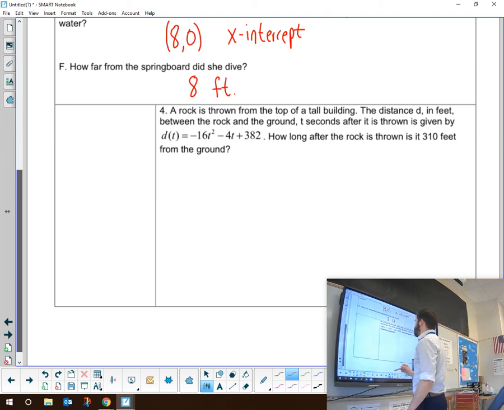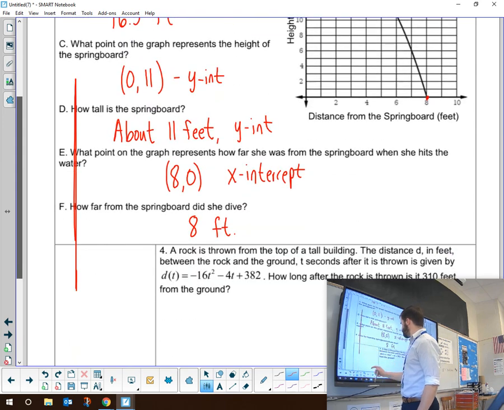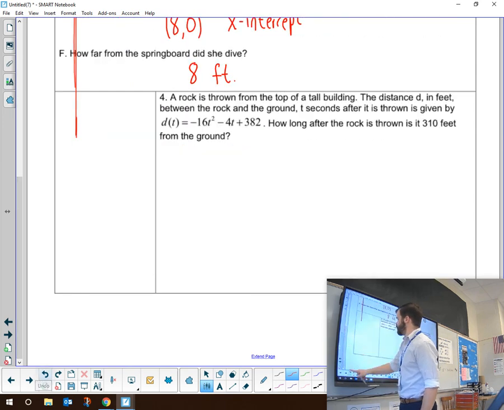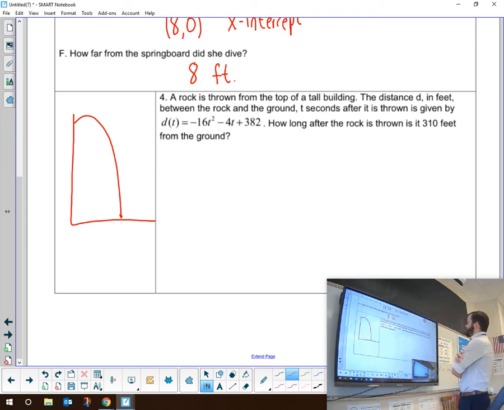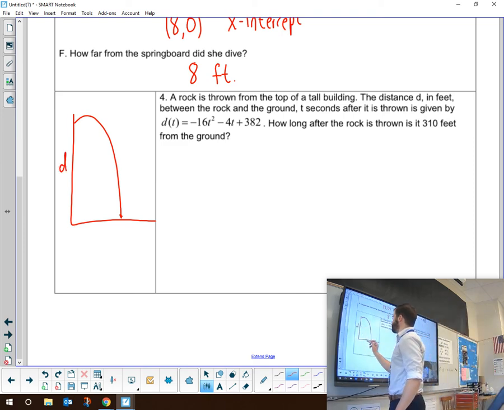So let's first think about my graph, okay? So here's my graph, all right? And we start where it is thrown, okay? And we're throwing it from the top of a tall building. It's going to go all the way down here, okay, and hit the ground. The distance d in feet between the rock and the ground, so this is d. This is my time in seconds.